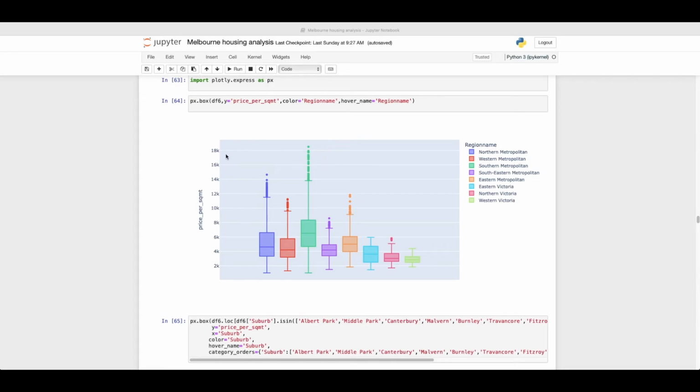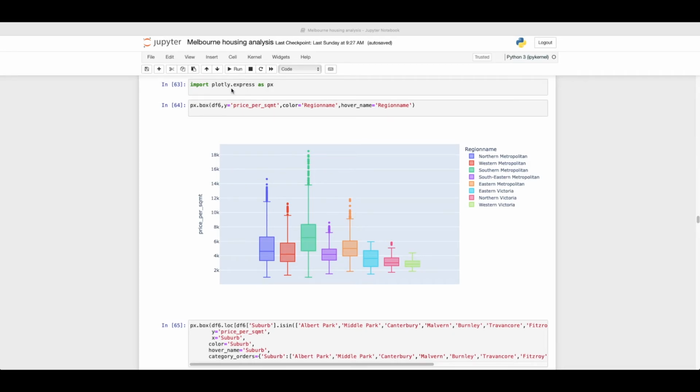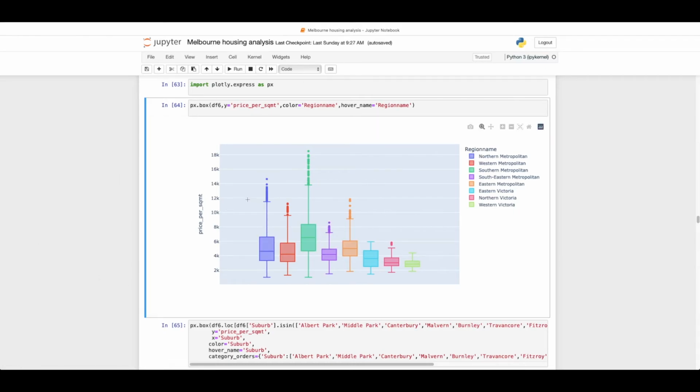The next chart, I import the Plotly Express. One good thing about Plotly charts is they're more interactive. You can select and deselect certain areas, and it gives you more information. Anyway, this is a box chart, and in this chart you can tell this area, Southern Metro area, has a wider price spread. This is the maximum and minimum. It also has the highest median price in this area.